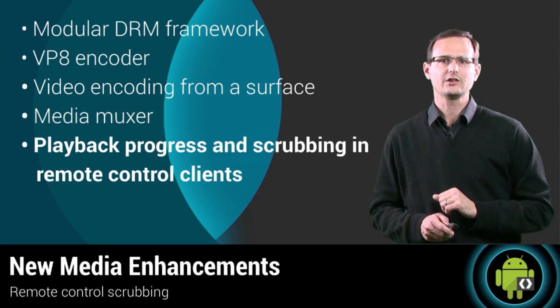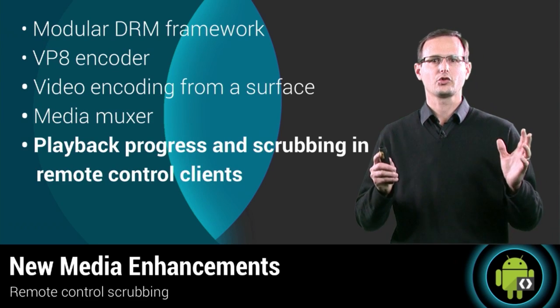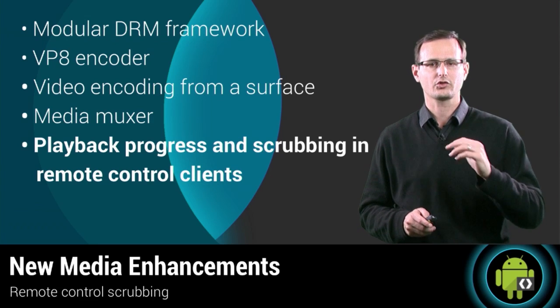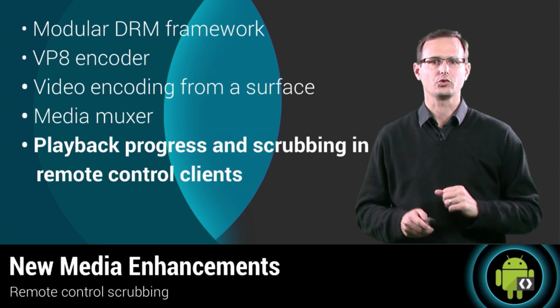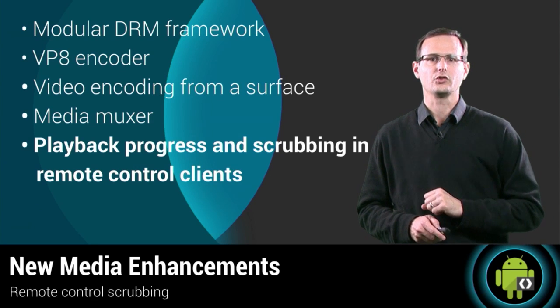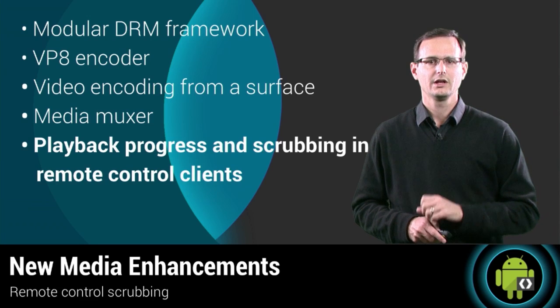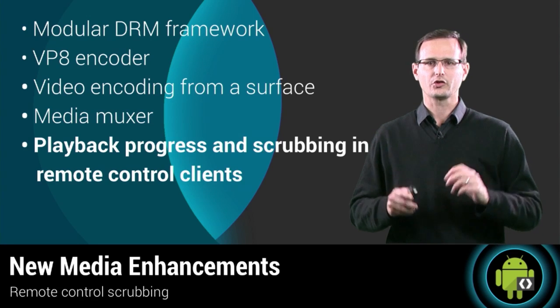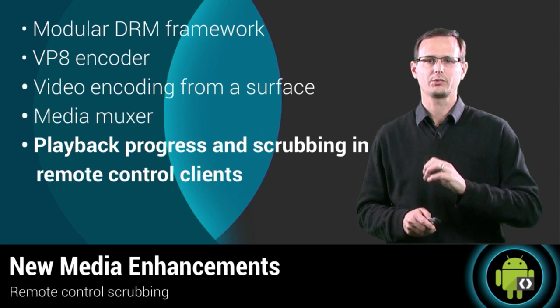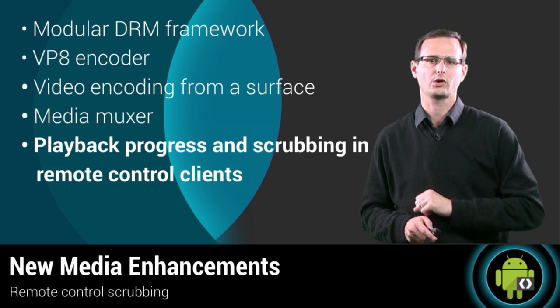The first Jelly Bean release allowed media players to offer playback controls from remote control clients, like the lock screen, ongoing notifications, and Bluetooth remotes. This was all done using the Remote Control Client API. Now, these applications can also display playback progress and handle jumping to a specific playback position via scrubbing.